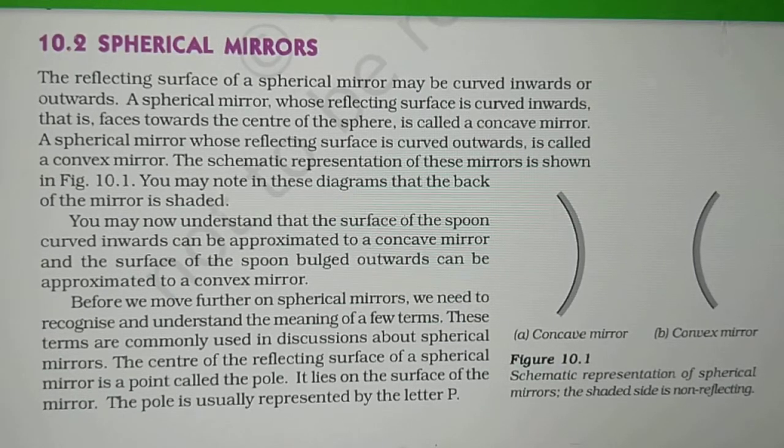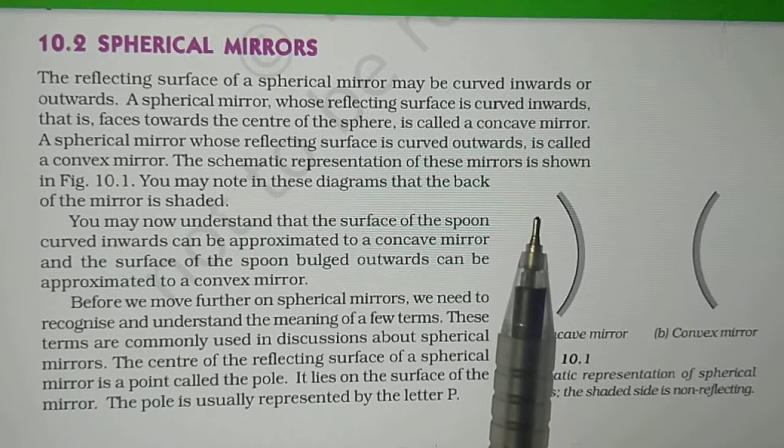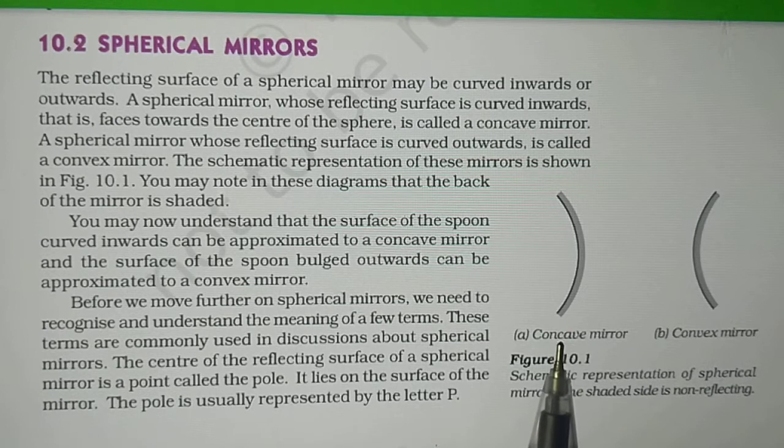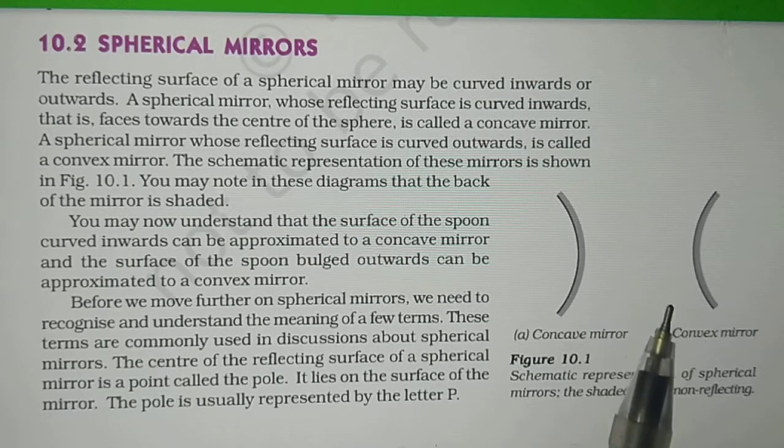A spherical mirror whose reflecting surface is curved inward, that is, faces towards the center of the sphere, is called a concave mirror. Here you can see in this image the curve is inwards, so that's why it is known as a concave mirror. Now, a spherical mirror whose reflecting surface is curved outwards is called a convex mirror. For example, you can see here the curve is outside, so that's why it is a convex mirror.